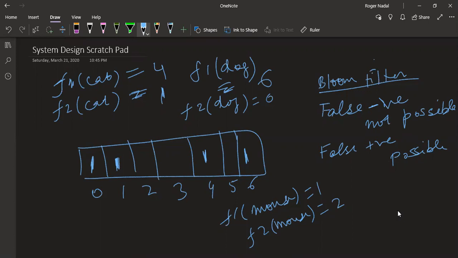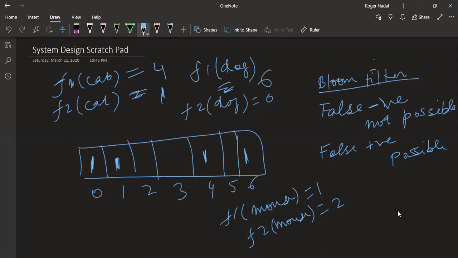So let me demonstrate. F1 of mouse was 1, F2 of mouse was 2. Then what conclusion will you make? That 1 was set, but 2 was not set. So based on that, you can definitely say that mouse is not in this filter.